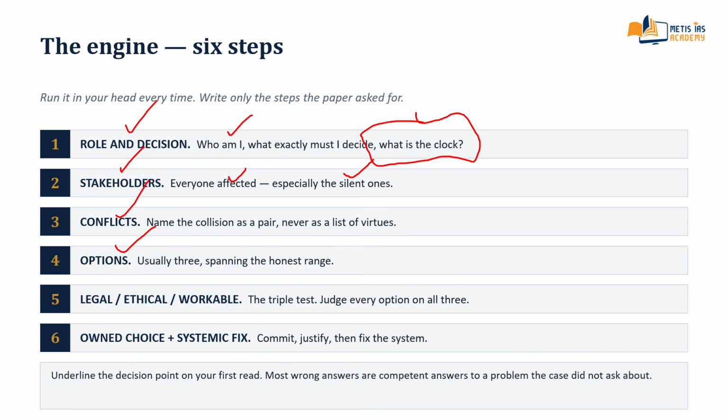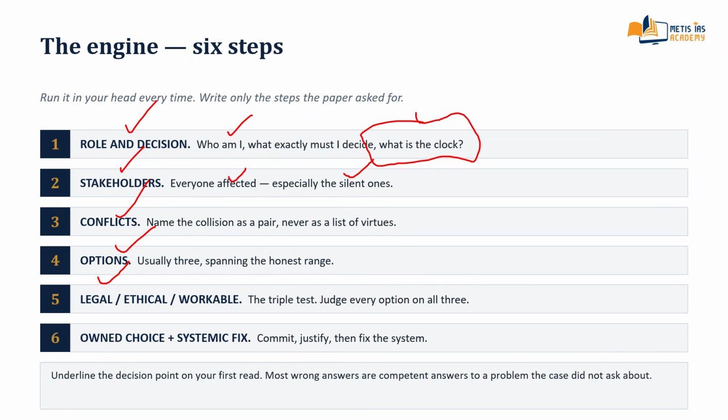So, the fifth step is the triple test. What is the triple test? Judge every option on three axes. Is it legal? Is it ethical? Is it workable? And in the public interest? This is your scoring engine. It stops you choosing an option that is noble but impossible, or efficient but wrong. Show the merit and the demerit of each honestly. Even the option you reject gets a fair hearing, because that is what shows judgment rather than instinct.